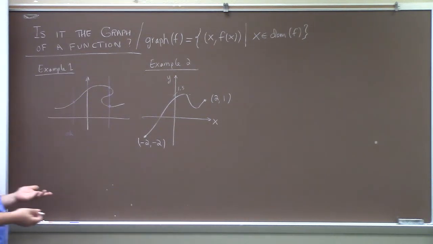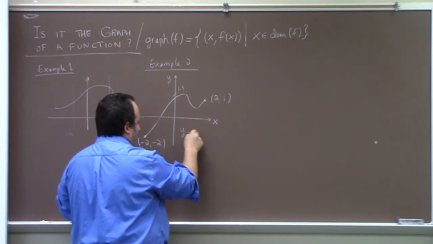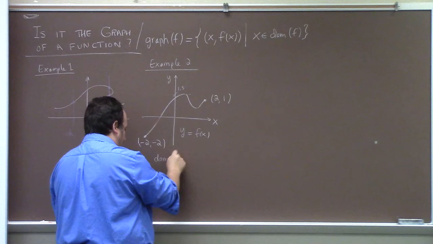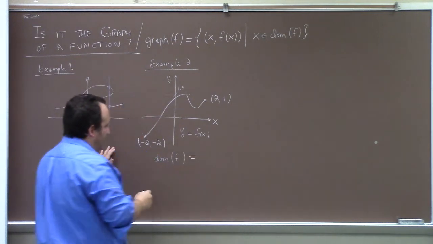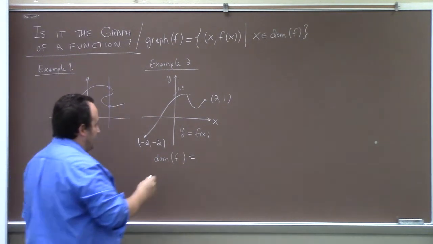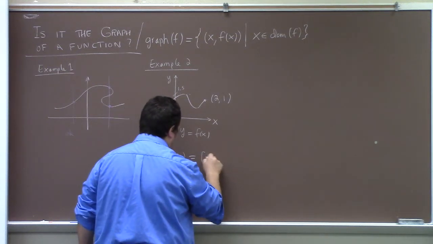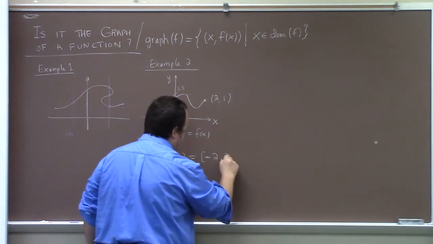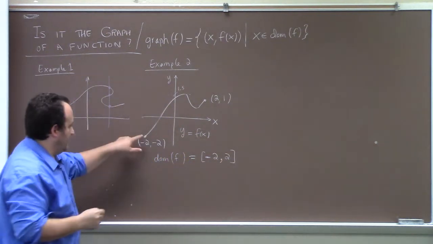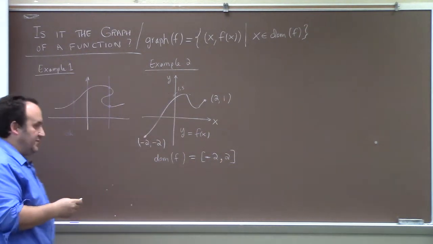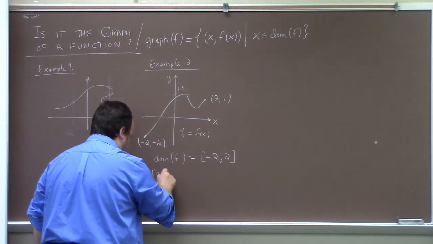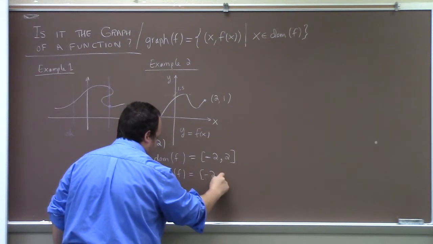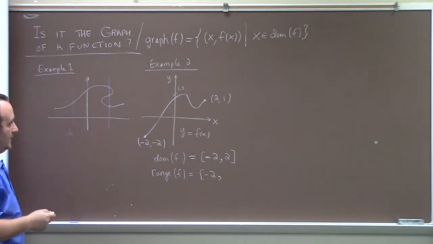What's the domain, by the way? Nope. What was that? -2 included, right? To where? To 2, also included, because I put solid dots at the end. What's the range? 1.5, right.